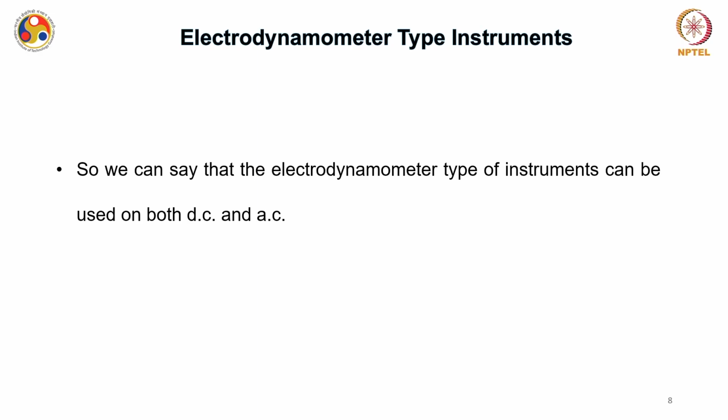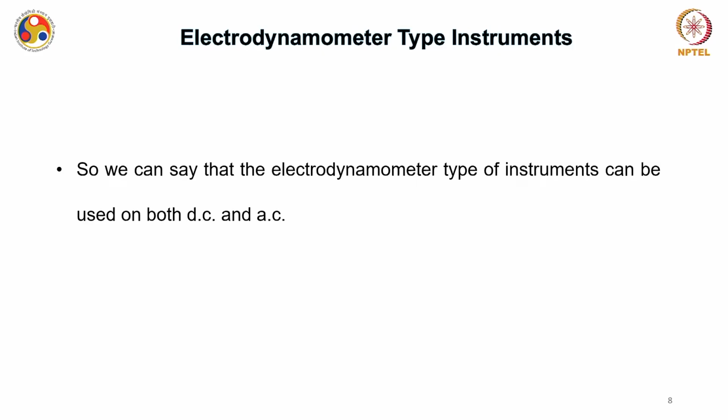Okay. So, we can say that the electrodynamometer type of instrument can be used for measuring both DC as well as AC. We have derived the deflection for AC, as well as in the previous lecture we have also derived one equation for the deflection. The coils were supplied with only DC current I1 and I2.